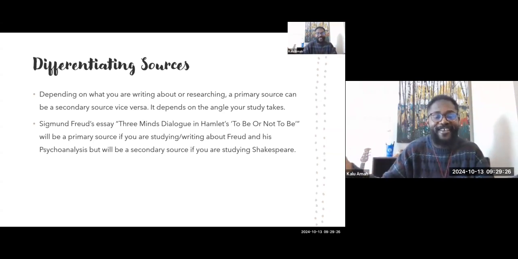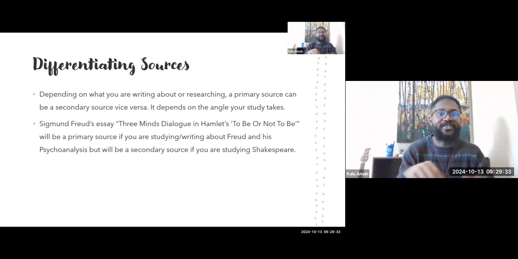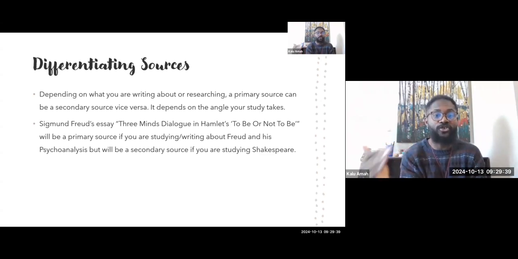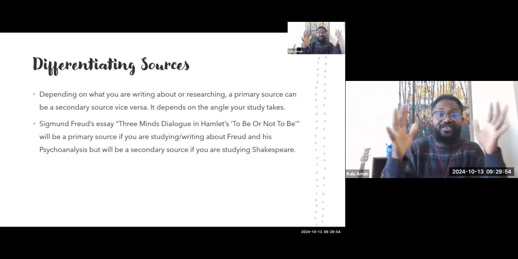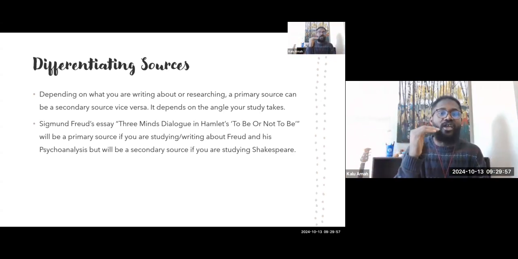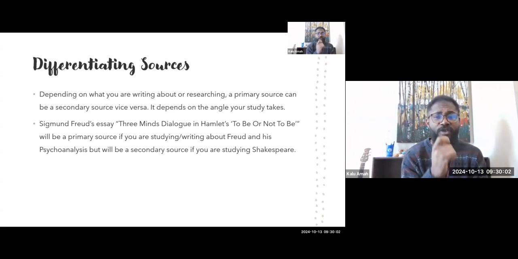All right, so we're assuming that he wrote an essay like this, because this is like a research I'm trying to do, to tell people that Hamlet's To Be or Not To Be is not a soliloquy, rather an interaction between three minds. So Sigmund Freud's essay, Three Minds Dialogue in Hamlet, To Be or Not To Be, will be a primary source if you are writing about Freud. If you are writing something on Sigmund Freud, maybe you just want to write about his life and his theory, his psychoanalysis, but it will be a secondary source if you are studying Shakespeare.